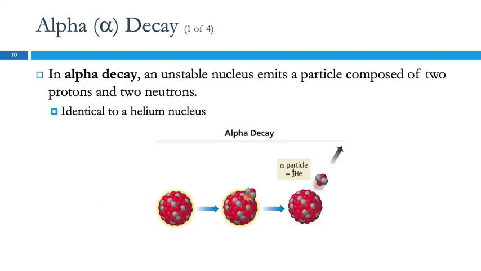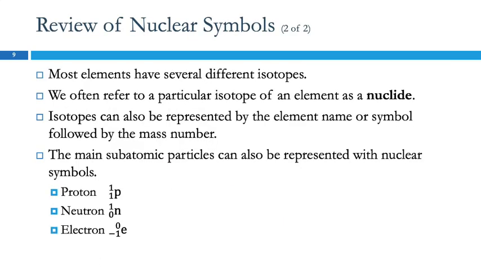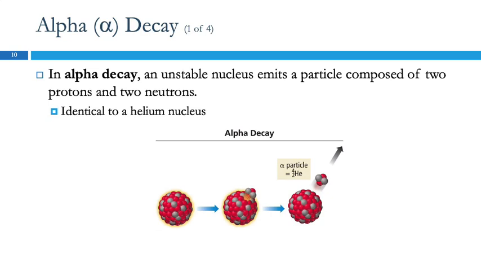So the first type is alpha decay. So in alpha decay, an alpha particle is given off. So this is the alpha particle. An alpha particle is a helium nucleus. This has a total mass number of 4. It's got 2 protons and 2 neutrons. So it is identical to a helium nucleus, but there's no electrons. So is it helium? You could argue about that. It's just the nucleus. So that's the alpha particle.